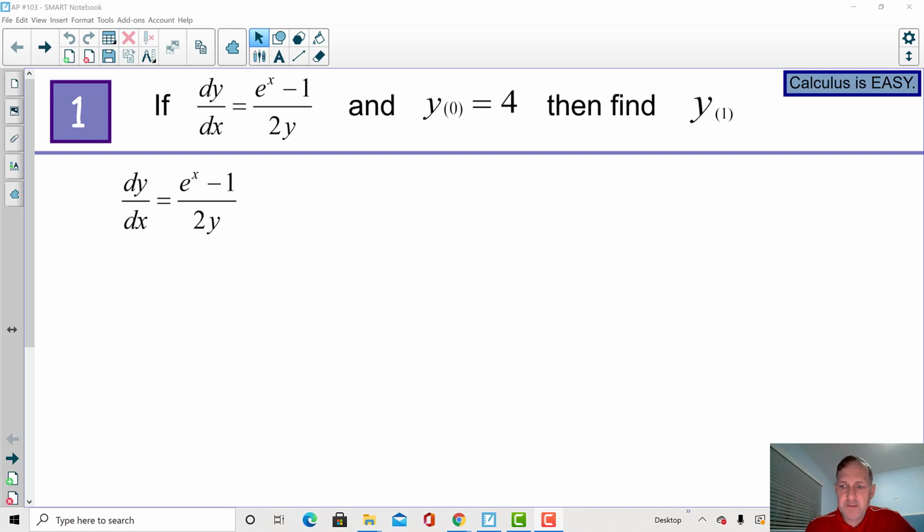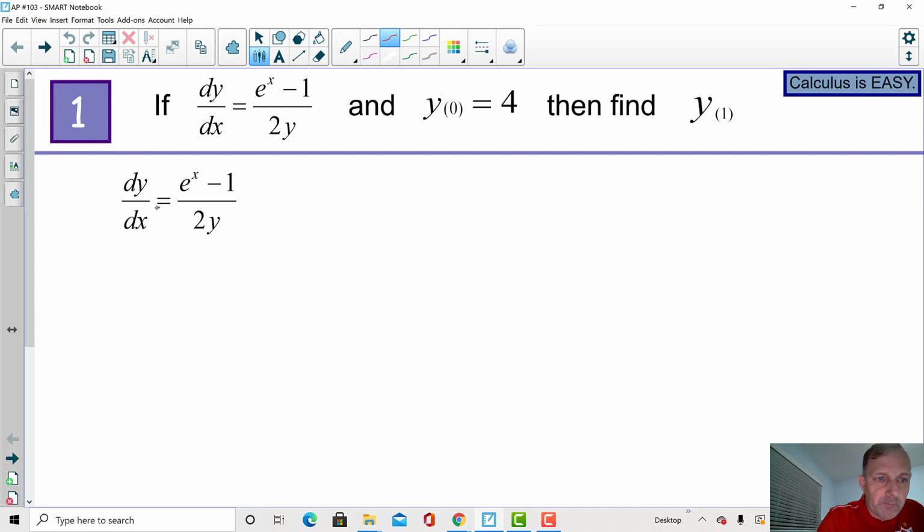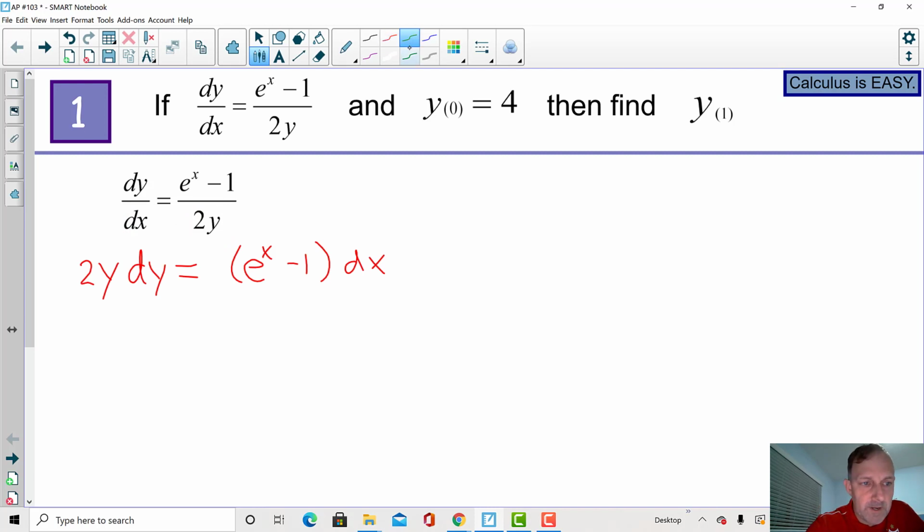All right, we're going to be taking a look at some more separable differential equations. We're going to multiply by dx, and we're going to multiply by 2y on both sides. All right, now that it's separated, we can go ahead and do the integral on both sides. And we'll put our plus c over here on the right side.